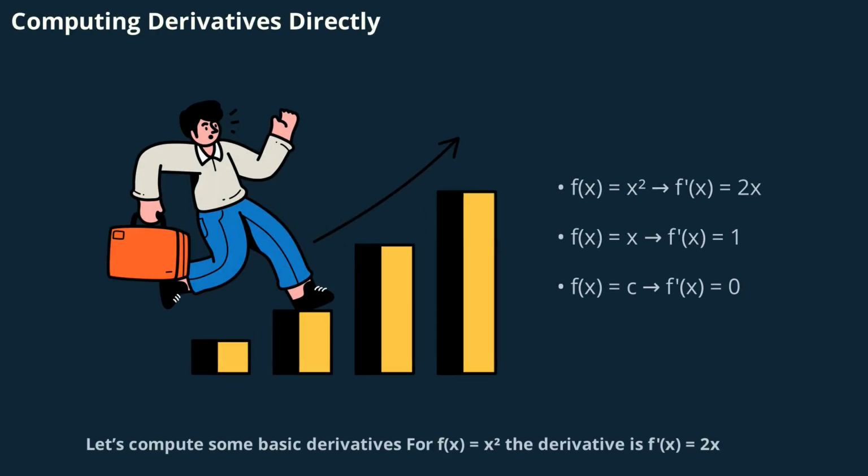Let's compute some basic derivatives. For f(x) equals x², the derivative is f'(x) equals 2x. For f(x) equals x, the derivative is 1.